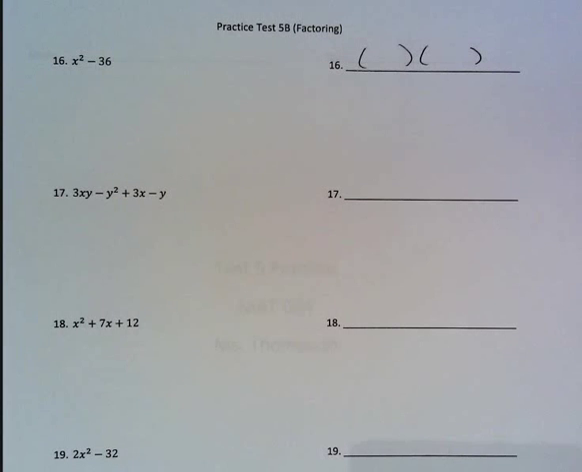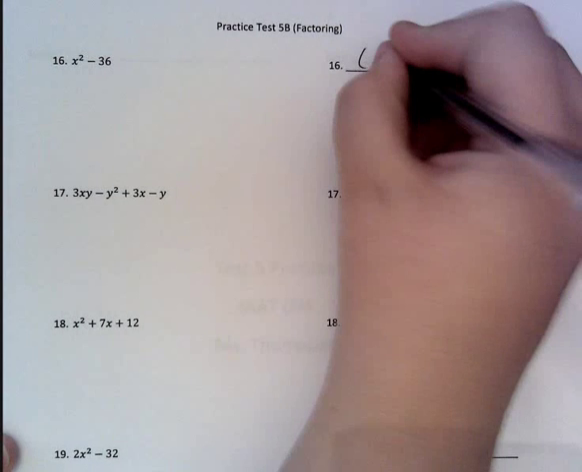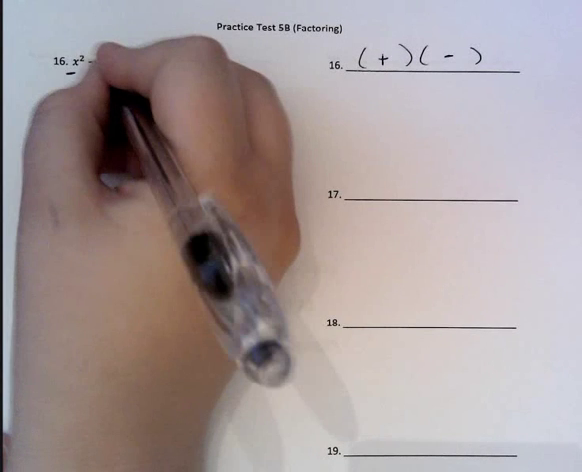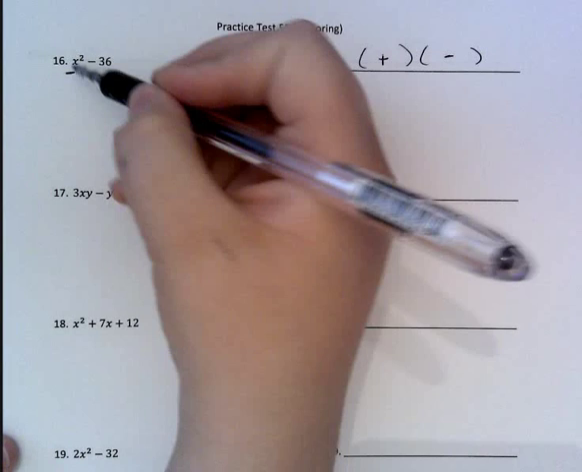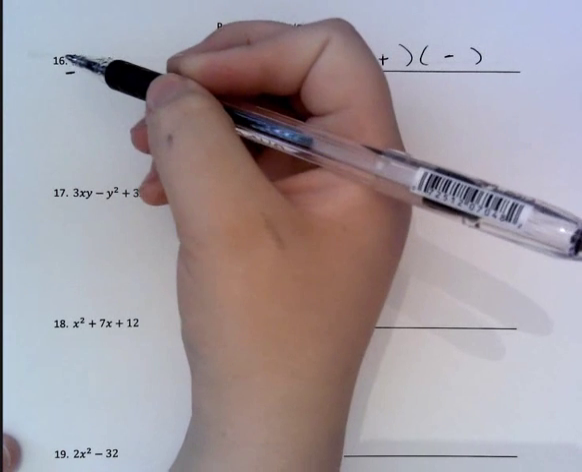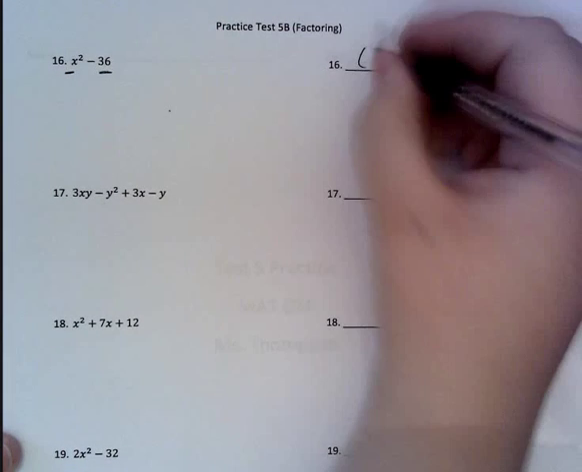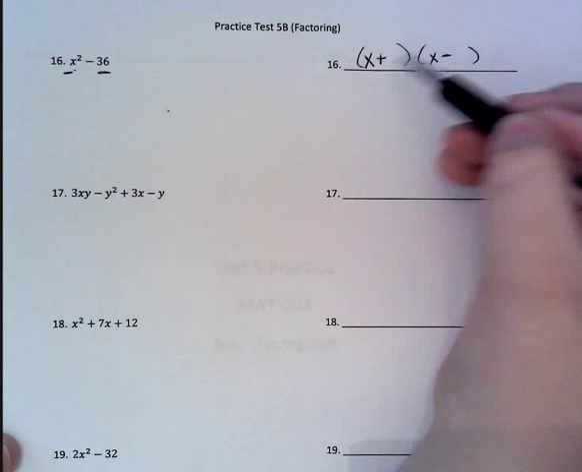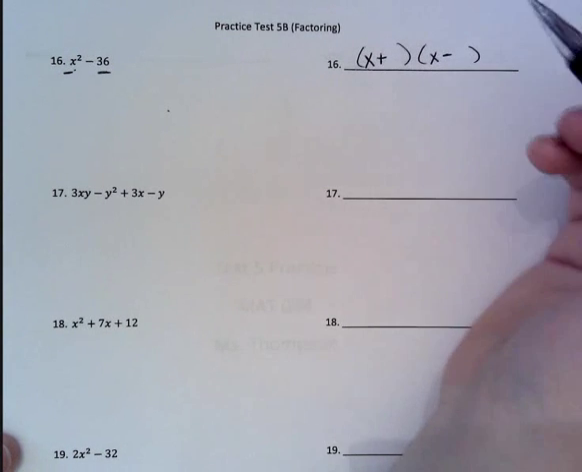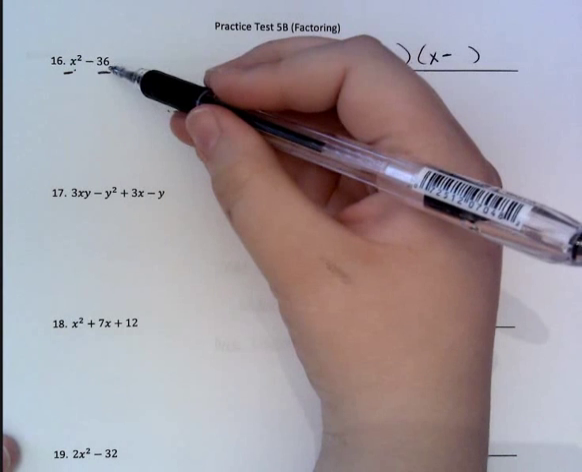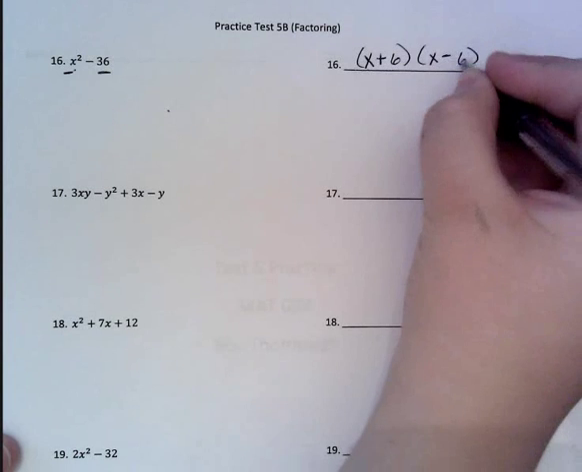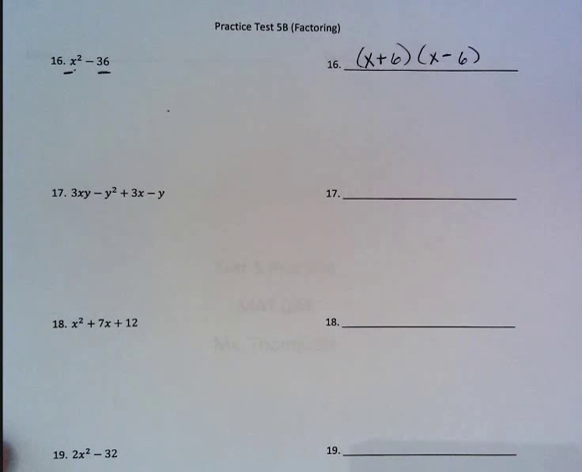On your car method, you always have a good car and a bad car, and a front seat and a back seat. So x squared, what times itself gives me x squared? The answer is x. And since the x squared was in my front seat, my x's go in the front seats of my car. And then what times itself gives me 36? The answer is 6. And so now I'm finished with that problem.